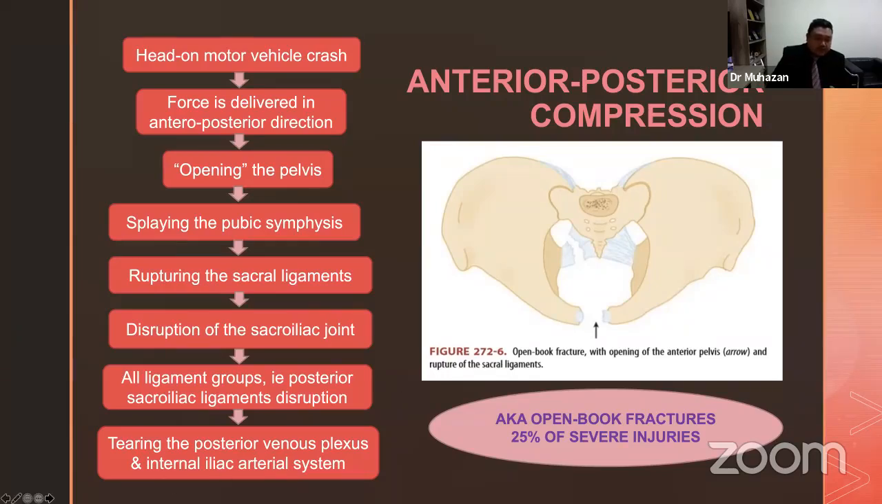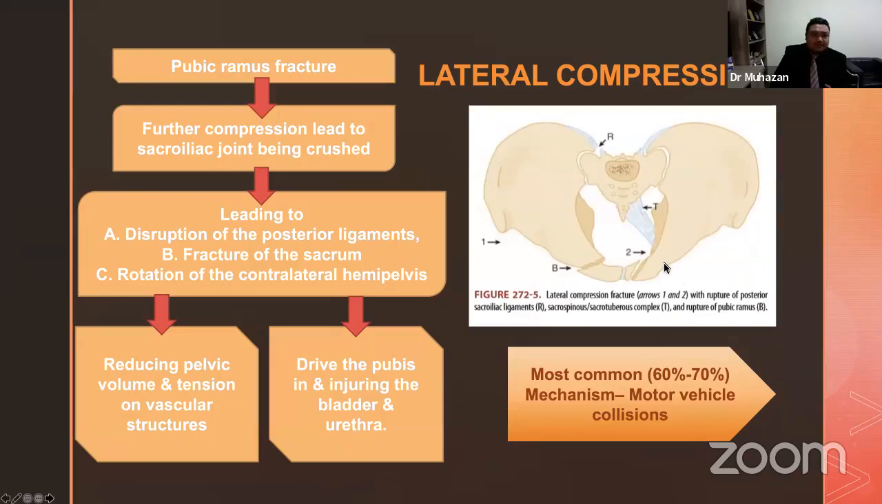All right. What about lateral compression? All right. So you will have a pubic rami fracture, and if it's further compressed, then it will even crush your sacroiliac joint and disrupt the ligaments. You see, when you disrupt the ligaments, the ring is no longer stable. All right. And this is the importance of the rupture that we want to look out for. Apart from that, it will rotate the hemipelvis contralaterally, cause tension over the vascular structures, and when the pubis is driven further in, you will injure organs like your bladder and your urethra.